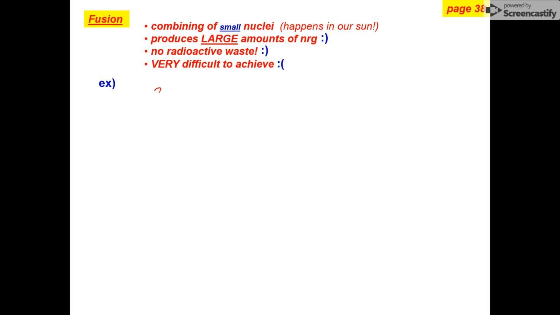We take 2 small nuclei, like some hydrogen 2. This is called deuterium. It's the special name for the isotope of hydrogen 2. We slam these 2 hydrogen atoms together, and what do we get? We get some helium atoms, and we get lots of energy. This produces lots and lots and lots of energy when we slam these 2 things together.